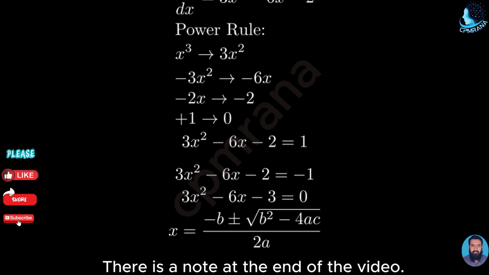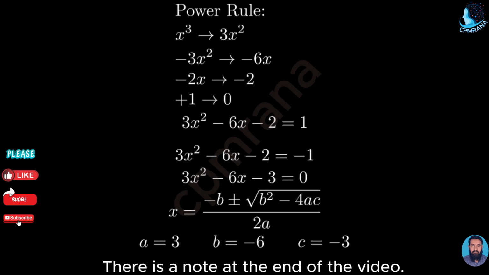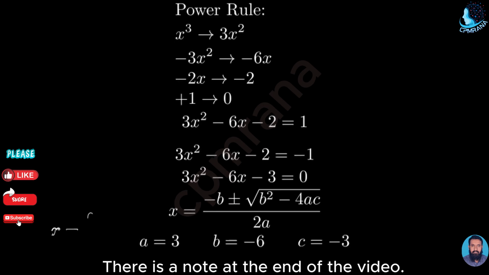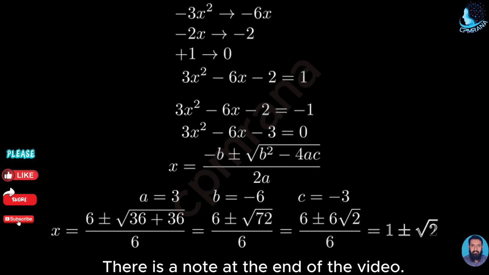For this equation, a equals 3, b equals negative 6, and c equals negative 3. Plugging these into the quadratic formula, we get x equals negative of negative 6 plus or minus the square root of 36 plus 36, all over 6.